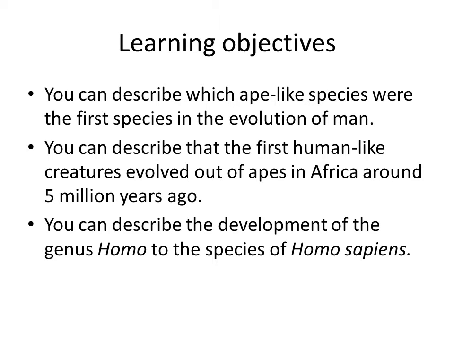The learning objectives for this paragraph are as follows: that you can describe which ape-like species were the first species in the evolution of man. You can describe that the first human-like creatures evolved out of apes in Africa around 5 million years ago. And you can describe the development of the genus Homo to the species of Homo sapiens.